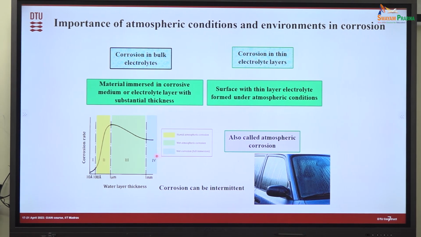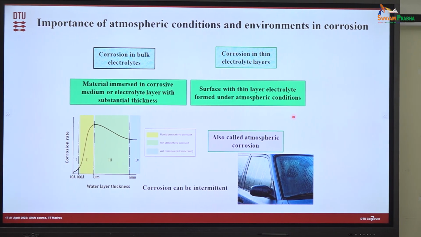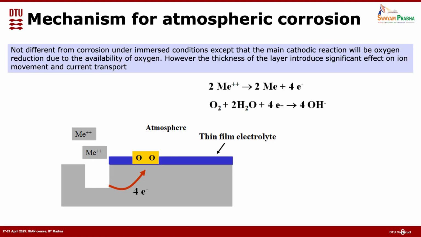So this is what I'm talking about, normal corrosion, where the oxygen reduction is acting as the cathode reaction. When you have a thin film, the oxygen access is higher. That's the reason that when you have an appreciable thickness of water film, the oxygen reduction reaction rate is increased, and that way you get a higher corrosion rate.